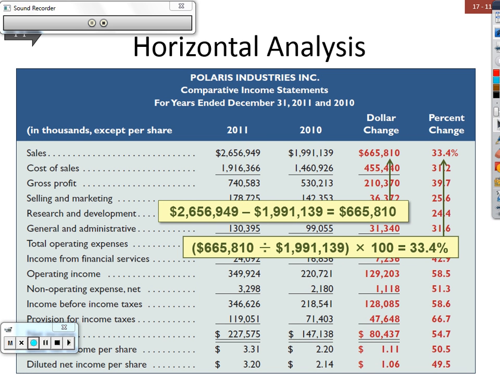Okay, so now looking at a comparative income statement, because that's totally different. You got the same concept, right? You have your analysis amount, which is the current year, subtracting 2010, which is the base amount or base year, to get your dollar change. And then for you to find your percent change, you're taking your dollar change of that 665,810 and dividing that by your base year or base amount and multiplying it by 100 to get your percent change. So it's just a different financial statement, same concept.